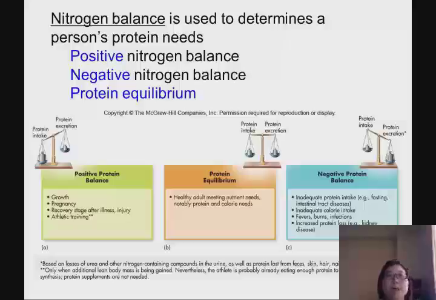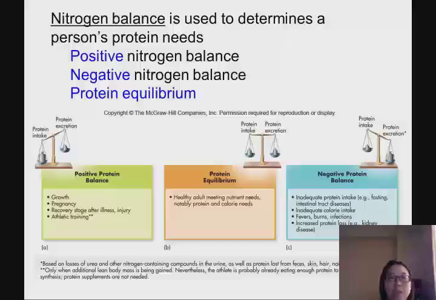All right. How do we know we are getting an adequate amount of protein? Actually, we have an equation called nitrogen balance to determine whether we are getting enough protein. So let's look at protein equilibrium. Protein equilibrium means the protein intake equals the protein excretion. When they are equal, that means we are in protein equilibrium. What kind of people have protein equilibrium? Healthy adults: when they meet their nutrient and calorie needs and their body weight is not changing, that means we are in protein equilibrium.